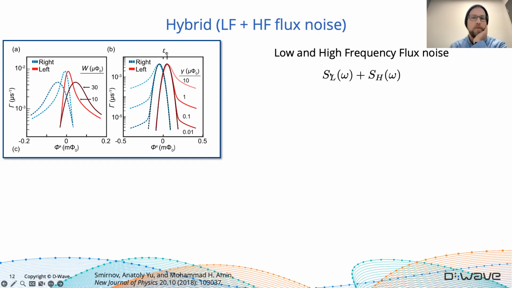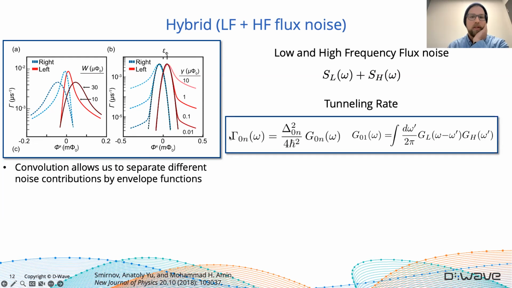Say we have a low frequency noise and a high frequency noise source. What we want to do is measure the tunneling rate as a function of bias, and we have what we call an envelope function. This envelope function will be dominated by both the low frequency noise and the high frequency noise. It comes from the perturbation theory for calculating our tunneling dynamics, but it's actually just a Fourier transform. Since we'll have a product of Fourier transforms, this is a convolution of our different noise sources.